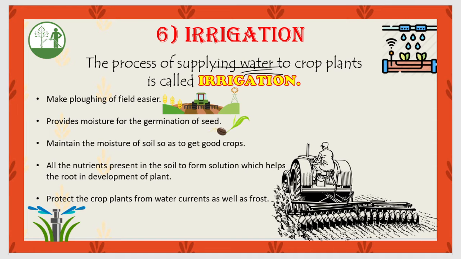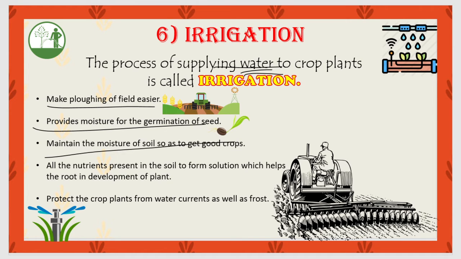The essential necessity for irrigation is, first, irrigation before plowing makes the field soft, due to which plowing and sowing of seeds become easier. Second, irrigation is necessary to provide moisture for the germination of seeds. This is because seeds do not grow in dry soil. Then the third point is irrigation is necessary to maintain the moisture of the soil for healthy crop growth so as to get good yields.